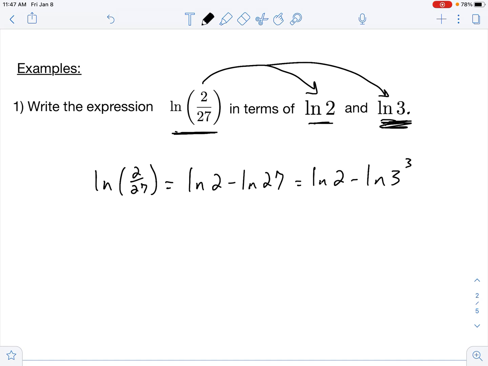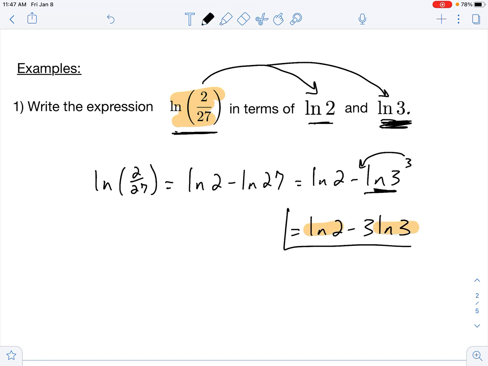So now I have this ln of 3 right here. Now, of course, I have it raised to the third power, but we can use the property and say that this is going to be ln of 2 minus 3 ln of 3, because we're going to drop that down into the front. So now I have this written in terms of only ln of 2 and ln of 3. So this would be the answer for that.